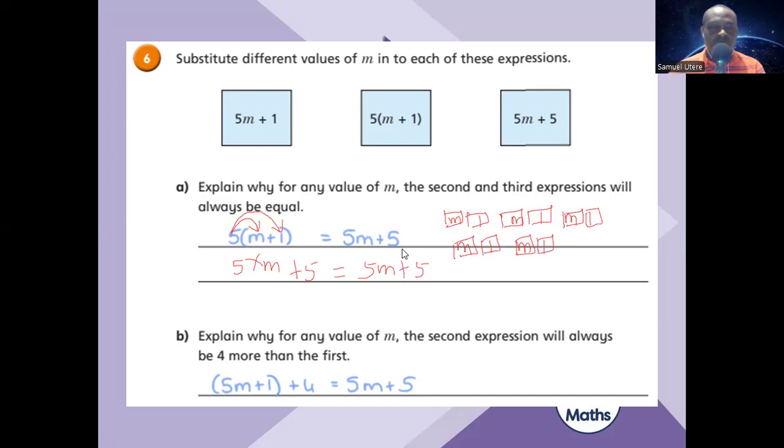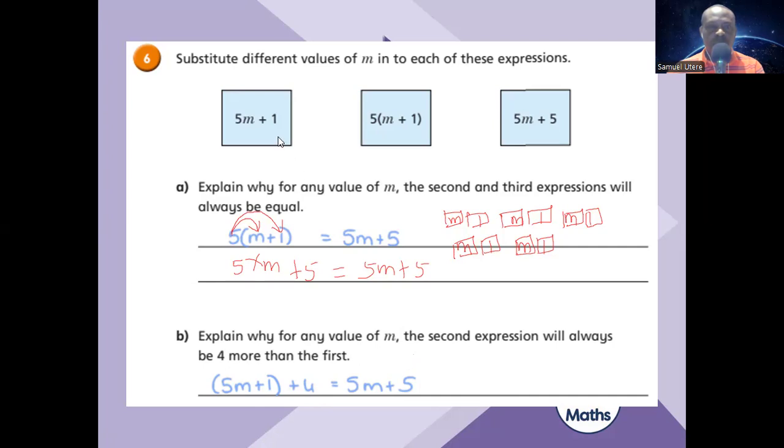Okay? Now here you're told, explain why for any value of M, the second expression will always be 4 more than the first. Okay? So this is the second expression and this is the first. Okay? So why will it always be 4 more? Now this is 5M plus 5. Okay? But this is 5M plus 1 plus 4. Okay? So it will always be 4 more than the first.